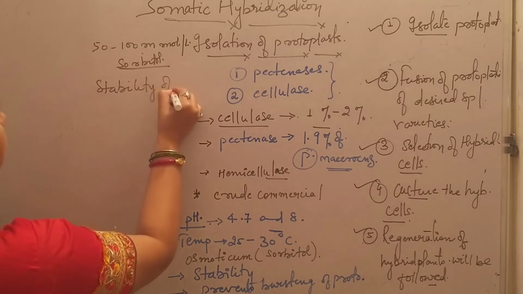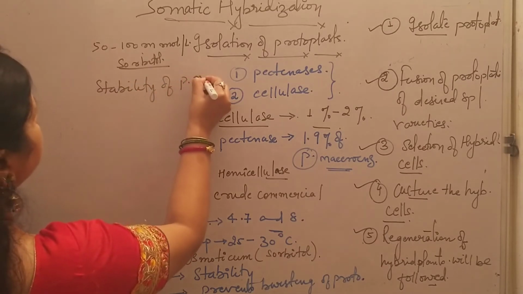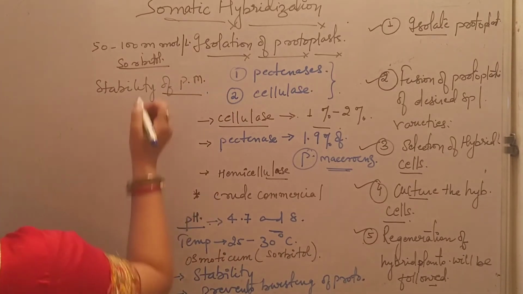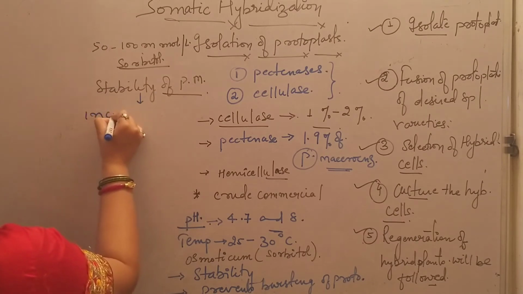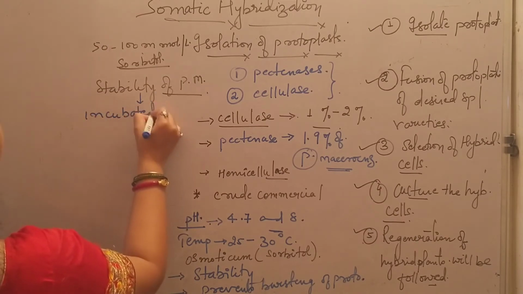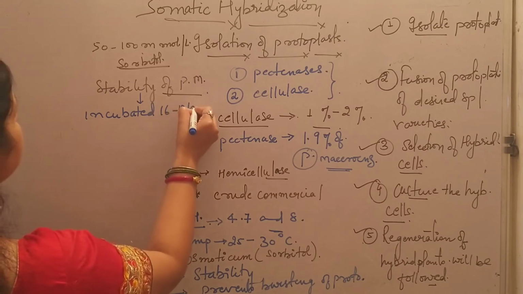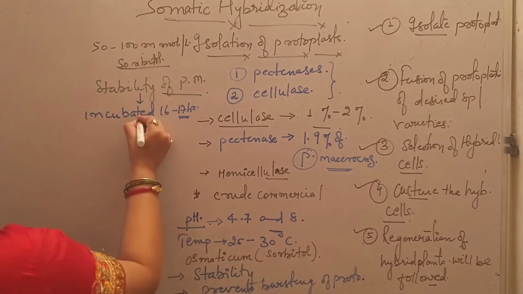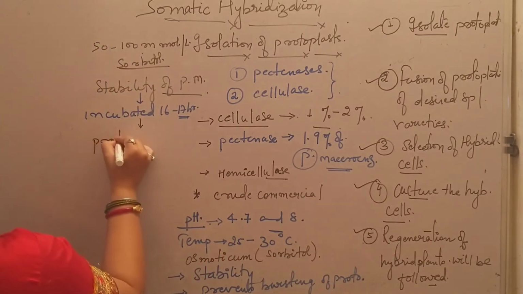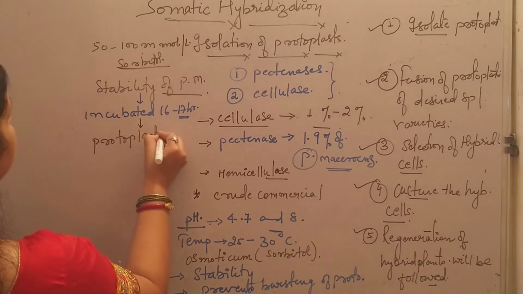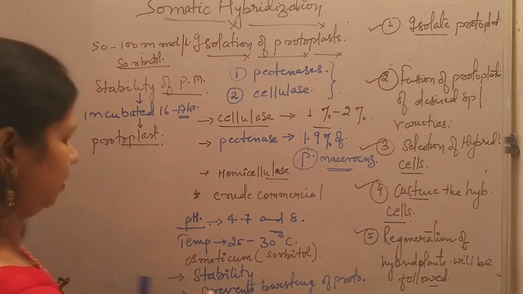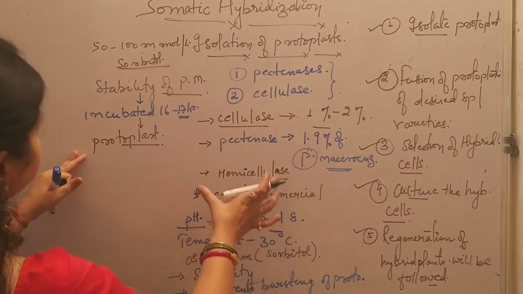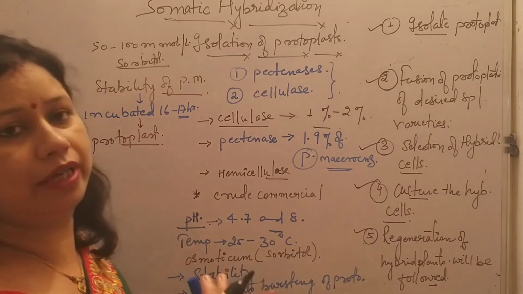After that, cells and tissues are incubated in the enzyme mixture for about 16 to 17 hours, and as a result we get protoplast devoid of cell wall, which are released in the enzyme mixture. So, these are the various processes with the help of which we can isolate the protoplast.